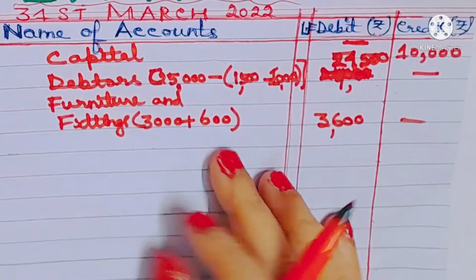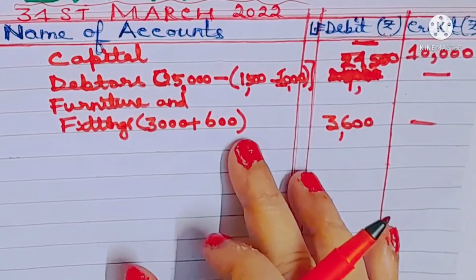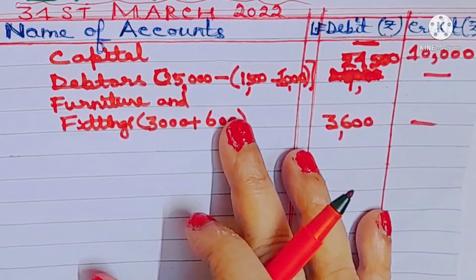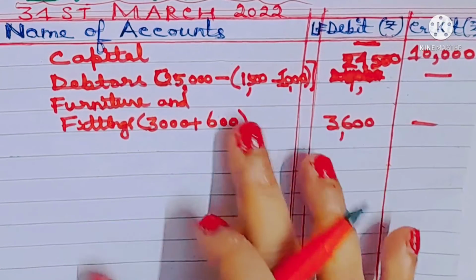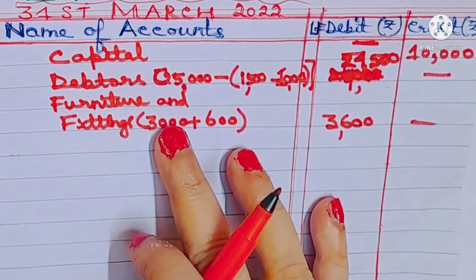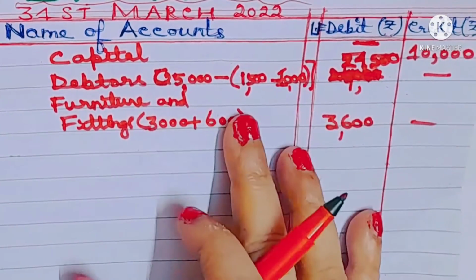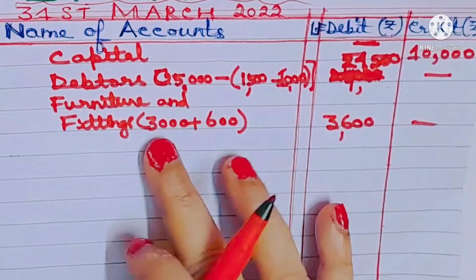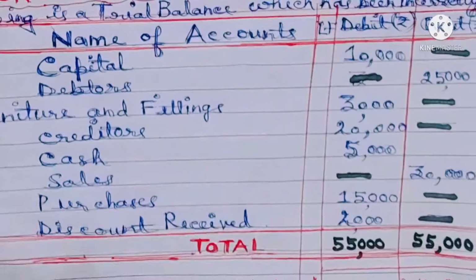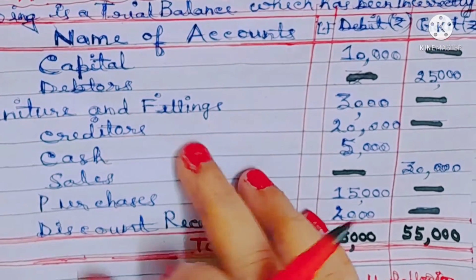Why furniture and fittings has a debit balance? Because furniture and fittings comes under real account. According to real account, what comes in is debit. Here, when the business purchased furniture and fittings, it comes into the business. So furniture and fittings will be debited. Understood? So let's see the next account. The next account is creditors 20,000.